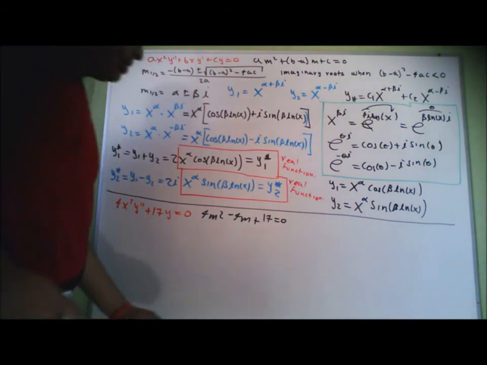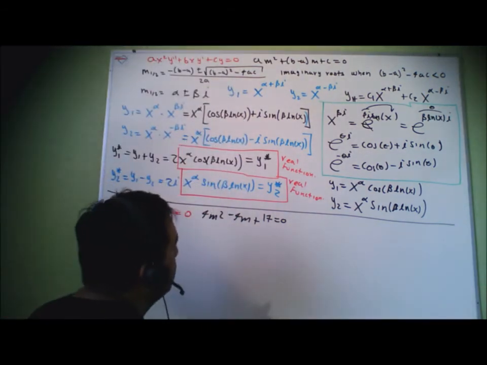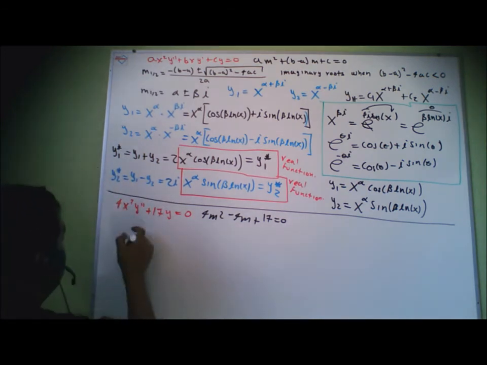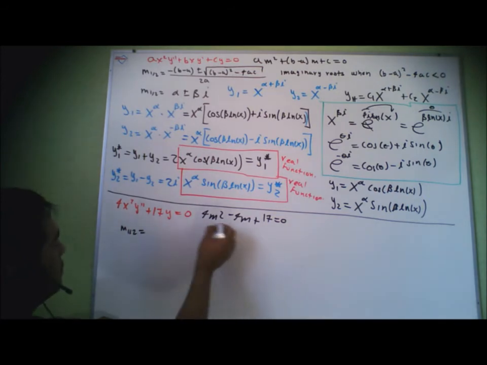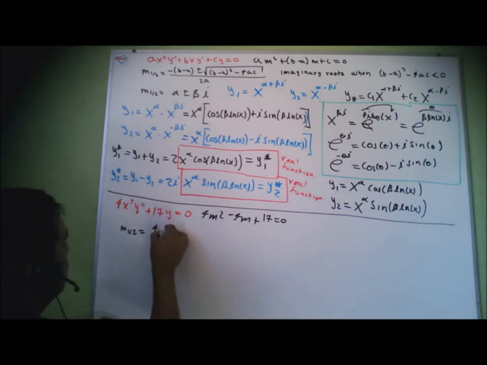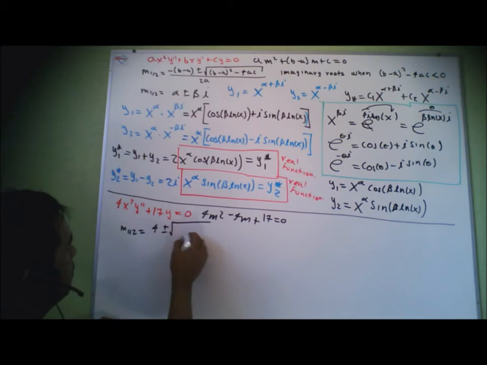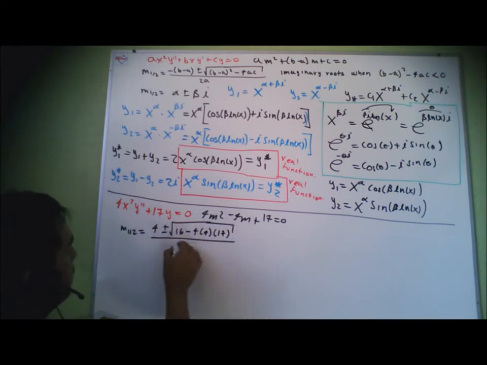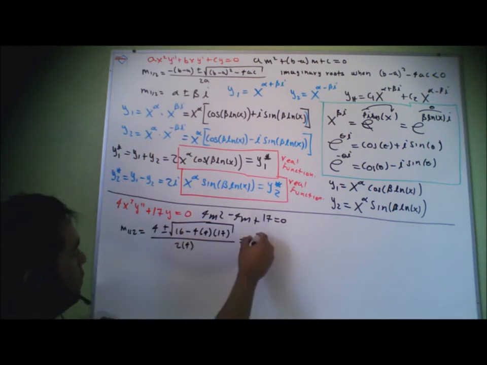It's a very ugly number. Okay, so what I'm going to do is use the chicharronera, and m1 and m2 is going to be minus minus 4, 4 plus minus the square root of 16 minus 4 times 4 times 17. Okay, divided by 2a, 2 times 4, okay, so it's going to be 4 plus minus the square root.